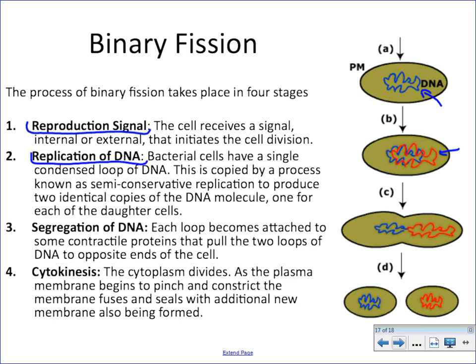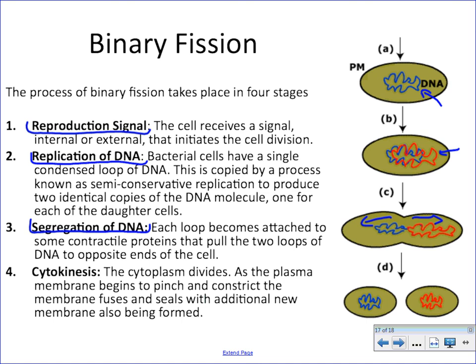This is copied by a process known as semi-conservative replication, which we will cover in the second unit of the course, and what all that means. Once the DNA has been copied, it needs to be divided up between the 2 cells, and this occurs through the segregation of DNA. Each loop becomes attached to some contractile proteins that will pull the 2 loops of DNA to opposite sides of the cell.